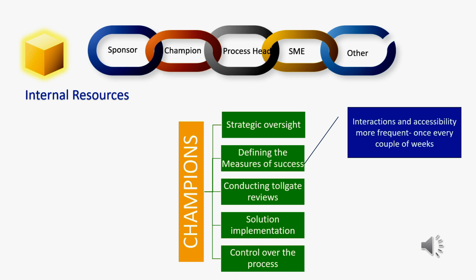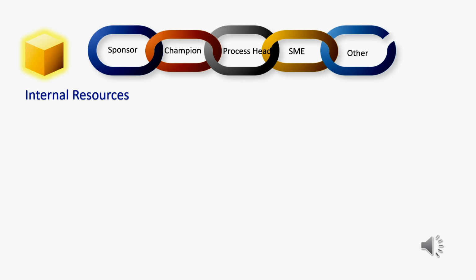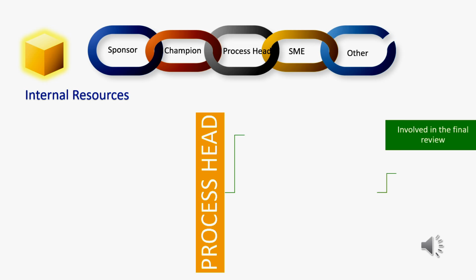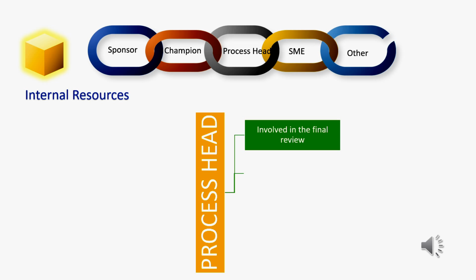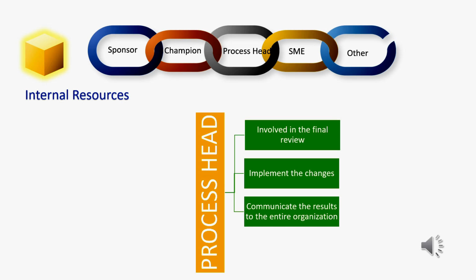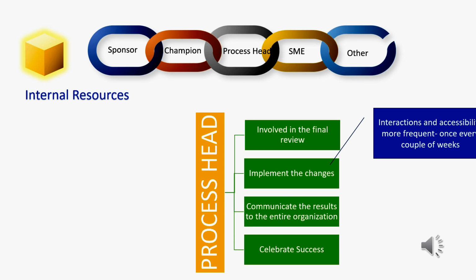Accessibility to a champion will be a little bit more frequent, where you might speak with them maybe once every couple of weeks. A little lower level beneath a champion is the process owner, who is typically a manager or supervisor or someone in a leadership role. They are involved in the final review and in monitoring implemented changes to ensure the project's success. They communicate the results to the highest levels of the organization, and most importantly they help celebrate success with the team. Communication you would have with a champion is going to be much more frequent, at least once or twice a week. A Six Sigma expert has to ensure that a champion is very much engaged, and in full agreement with the progress and direction for the project.